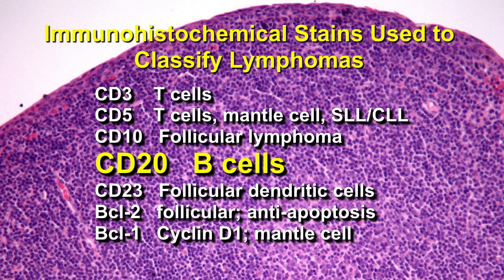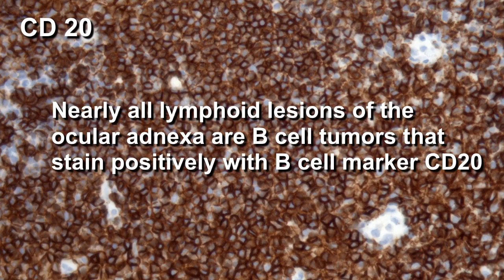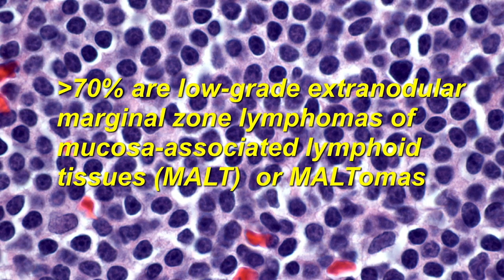Immunohistochemical stains that typically are performed on lymphoid lesions include B-cell marker CD20, T-cell markers CD3 and CD5, follicular lymphoma marker CD10, and CD21, CD23, BCL2, and BCL1 or cyclin D1. Almost all lymphoid neoplasms of the conjunctiva and ocular adnexa are B-cell tumors that stain positively with CD20.